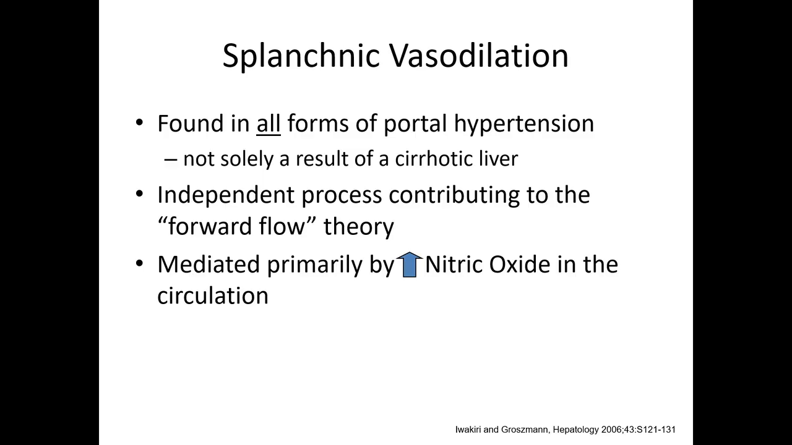Splanchnic vasodilation itself is found in all forms of portal hypertension, and it is not solely a result of a cirrhotic fibrotic liver. It's an independent process which contributes to the forward flow theory, and it's mediated primarily by increases in nitric oxide in the circulation.